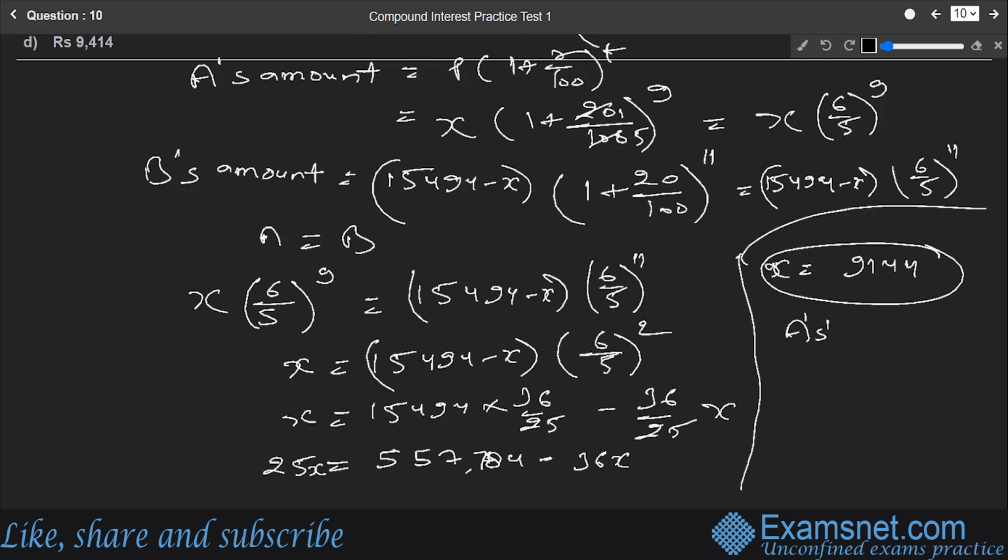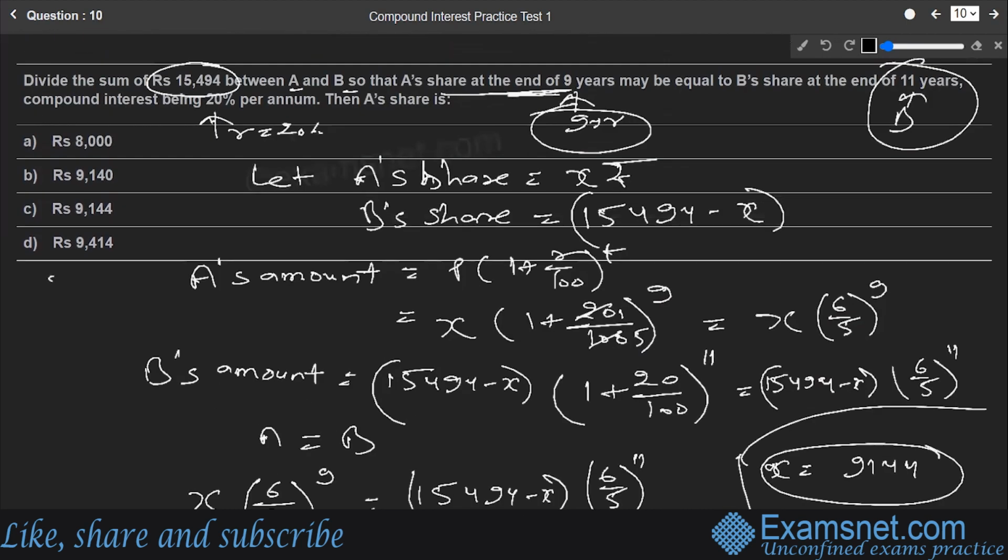So we can write A's share is simply what? Rupees 9,144. So that is what is A's share as was asked in the question. So the answer is option number D, 9,414.